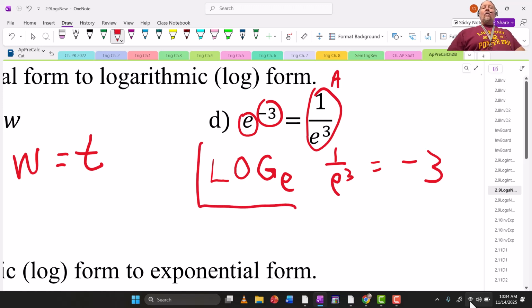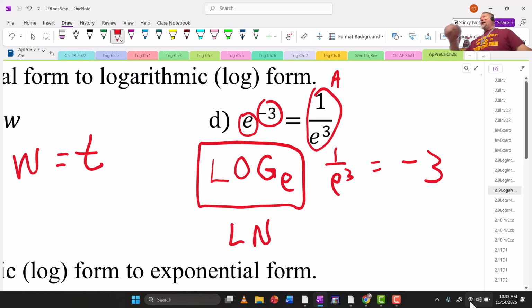And now you need to know that log base E is actually written as ln, the natural log. All right, and that's one extra added component to today. Okay, and then I'm actually going to show you why this works. All right, so I will go back up.